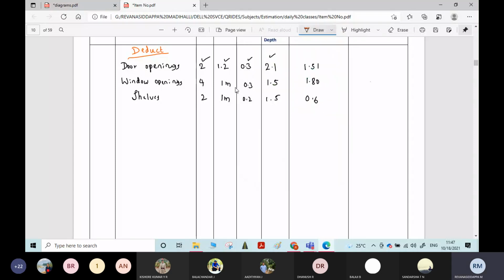You put a star mark here. Usually you will commit mistakes at this step. Unknowingly you will take the thickness as 0.3 only, but 0.2 we need to take.